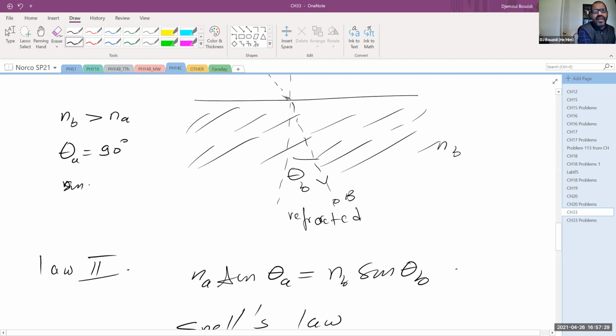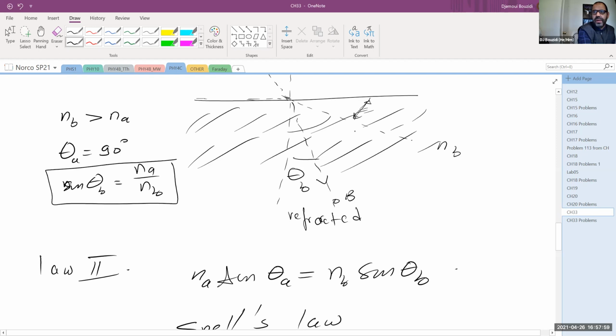Sine of theta B in this case will be equal to NA over NB, because sine of 90 degrees is 1. So there will be a point where the angle of incidence cannot be any higher than this value. This is the one, always measured from the normal, and that is given by this expression.